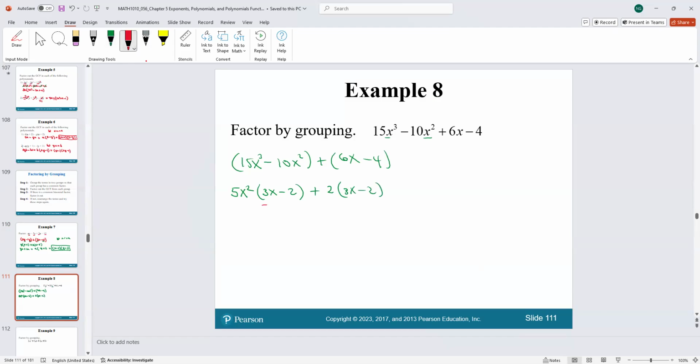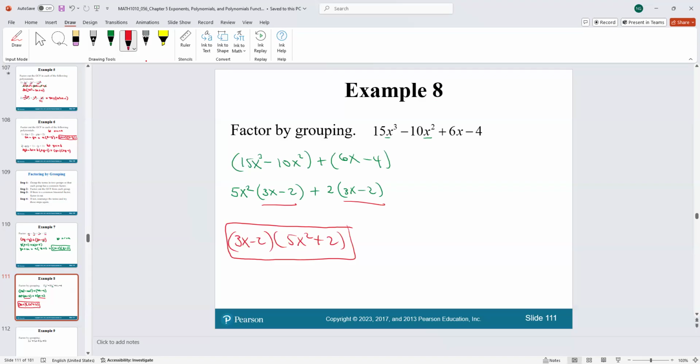As you can see here, 3x minus 2 is the common factor now, and we have left 5x squared from the first one plus 2 from the second one. So this is factoring. When we say factoring, between the parentheses, there is no plus, no subtraction, no divisions. It's only multiplication because when you have parentheses times parentheses, you know it's multiplication.